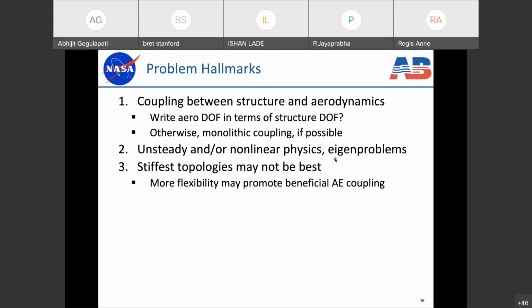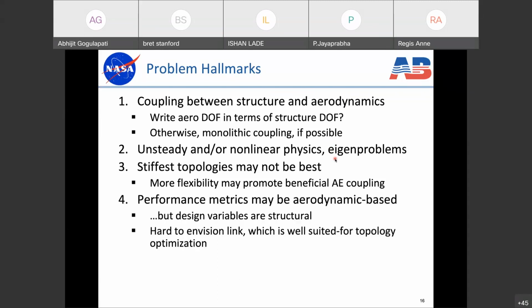The third hallmark is a crucial one, and this is the idea that the stiffest topology may not be the best topology, and that really runs contrary to classical topology optimization. In classic topology optimization, the objective function that we're trying to optimize is compliance. We're trying to minimize compliance. We're trying to find the stiffest possible topology, because that's typically what you want in structural optimization. For us, though, the stiffest topology may not be best, because something that's too stiff may quench beneficial aeroelastic coupling. So sometimes we want to build in more flexibility, not less, to promote aeroelastic coupling that we can take advantage of.